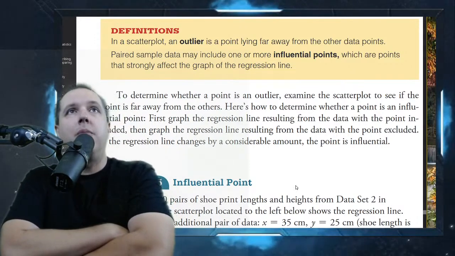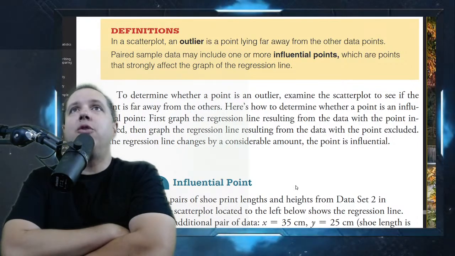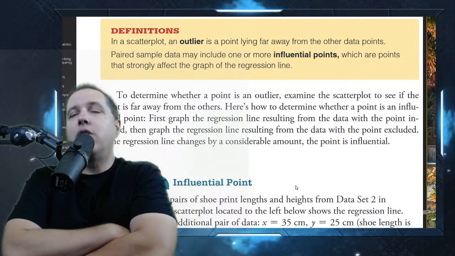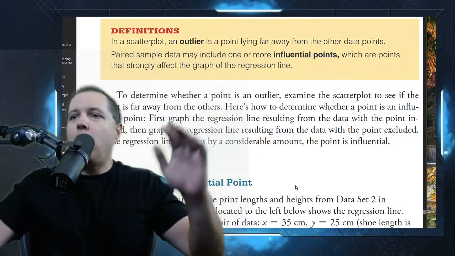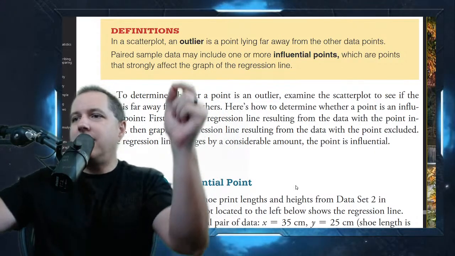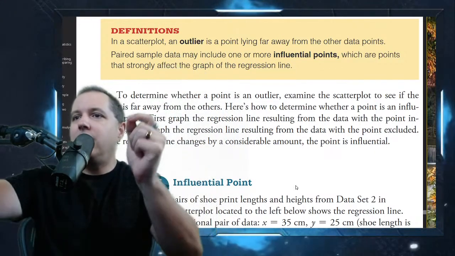Okay. So paired sample data may include one or more influential points, which are points that strongly affect the graph of the regression line. So you think of it as like a weight on the end of your line. The bigger that weight is, it's going to tilt your line, right? Your line's going to tilt.